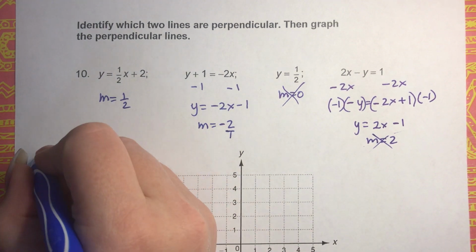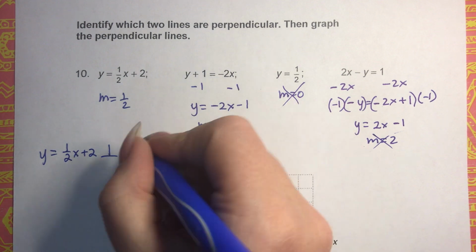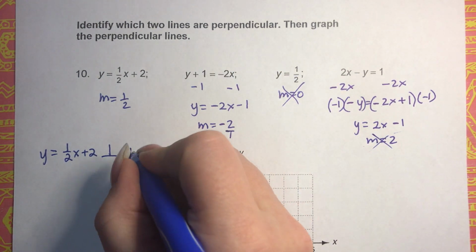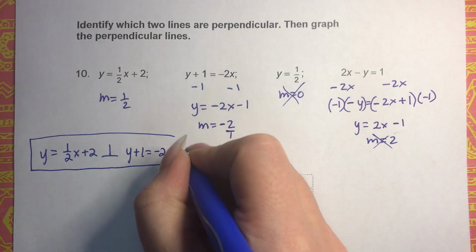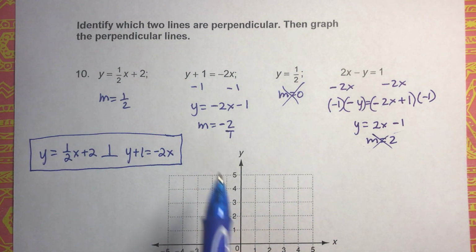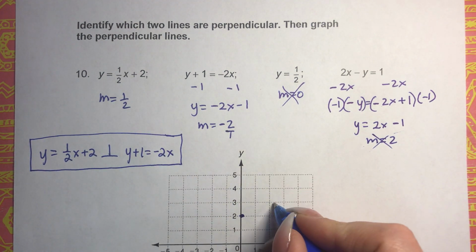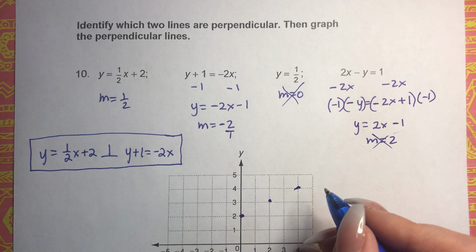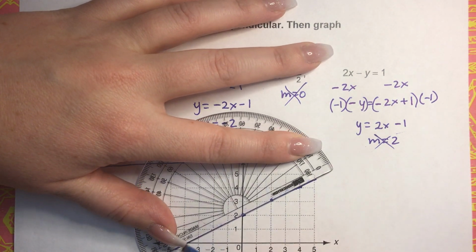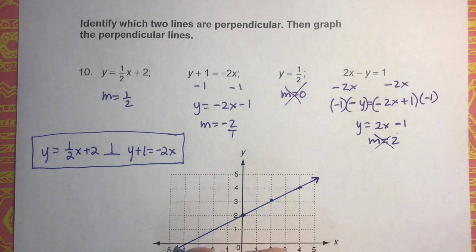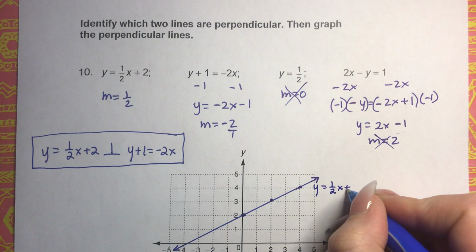So we're going to say our answer is y equals 1/2 x plus 2 is perpendicular to, we're going to write that original equation, y plus 1 equals negative 2x. Okay, there's our answer. Now we just need to graph them. So I'm going to graph that y-intercept of 2, and then the slope is up 1/2, up 1/2. Okay, go ahead and label that y equals 1/2 x plus 2.